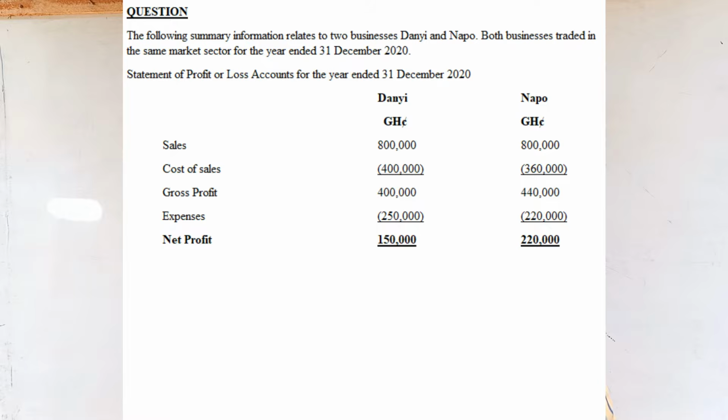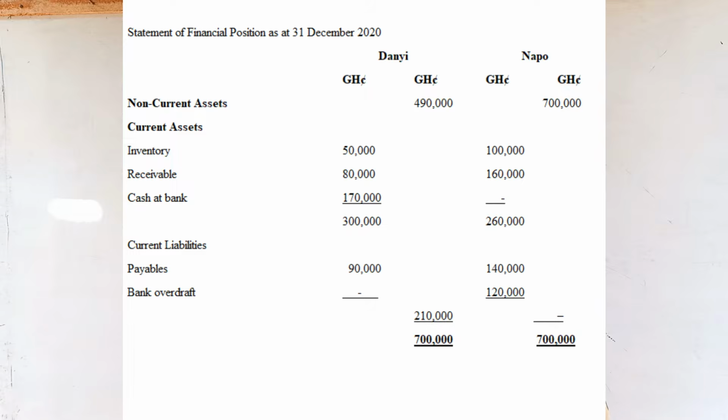Cost of sales is 400,000 for Danyi and 360,000 for Napo. Gross profits are 400,000 and 440,000, and then we have expenses of 250,000 and 220,000 Ghana cedis respectively, giving us a final net profit of 150,000 and 220,000 for both. And then we look at the statement of financial position as at 31st December 2020.